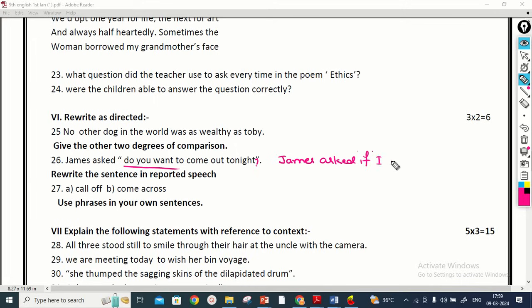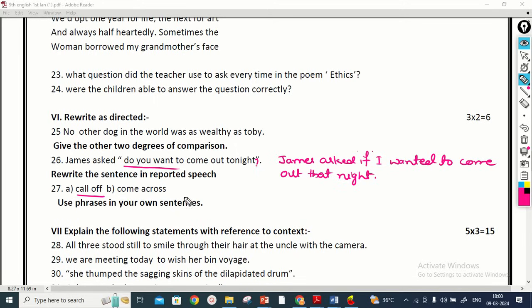James asked if I wanted to come out that night. So this is the correct form of the reported speech. And use the phrases in your own sentence. You have to write your own sentence by using the phrases.